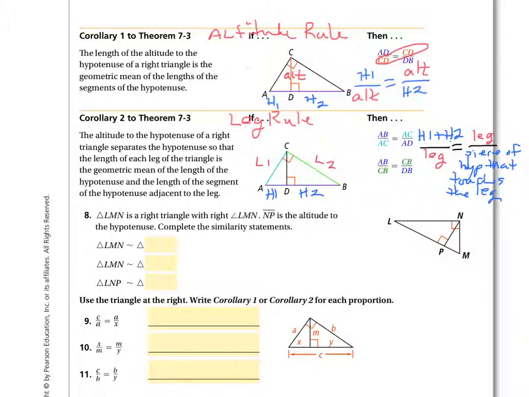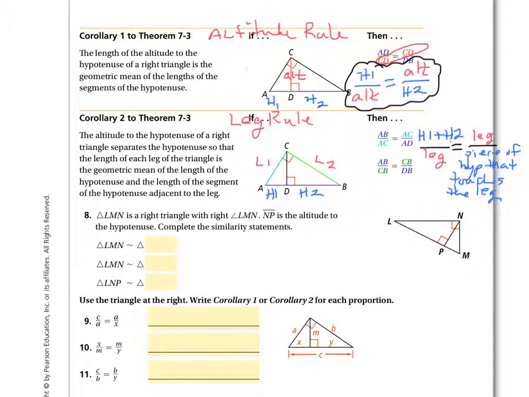So I would prefer you learning your proportions this way. The altitude rule puts the altitude on the geometric mean diagonal, and because the altitude cuts the hypotenuse into two pieces, we put those two pieces on the other diagonal. So the other diagonal is always part of the hypotenuse, always. It's just, is it the two pieces or is it the whole hypotenuse and the piece that touches my leg?